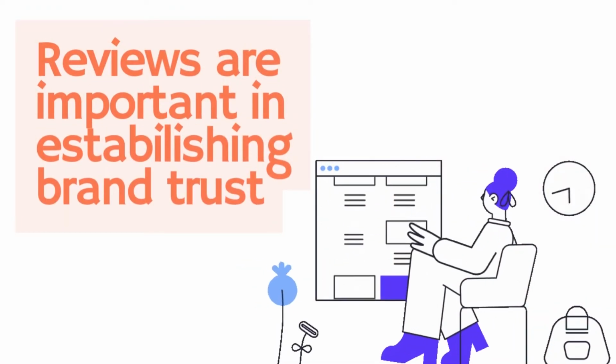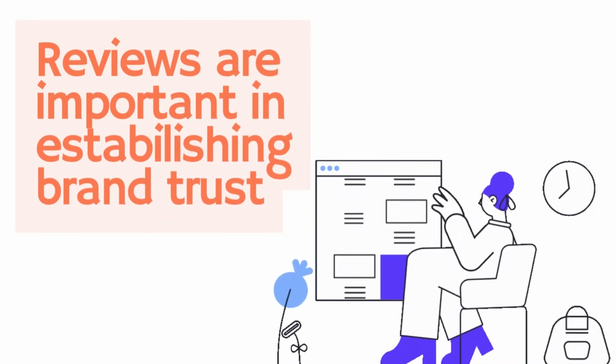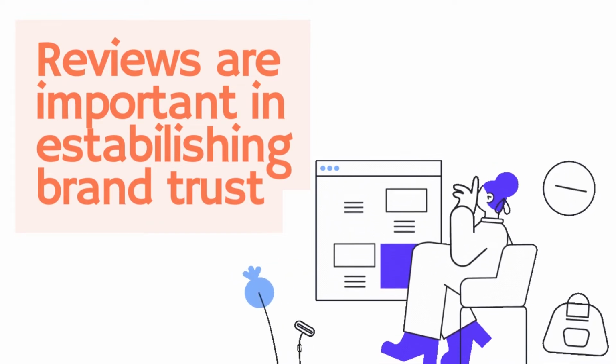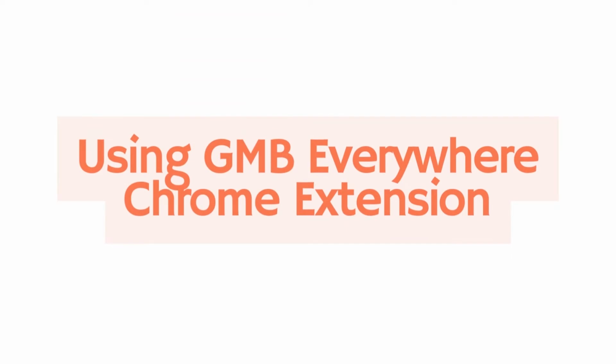As an addition to competitive strategy, you can check your competitors' Google review strategy, and it is essential in establishing brand trust and reputation on every Google search. With the GMB Everywhere Chrome extension, aside from GMB posts and audit links, you can also check your competitors' Google review insights to help you pinpoint opportunities in improving your online presence.